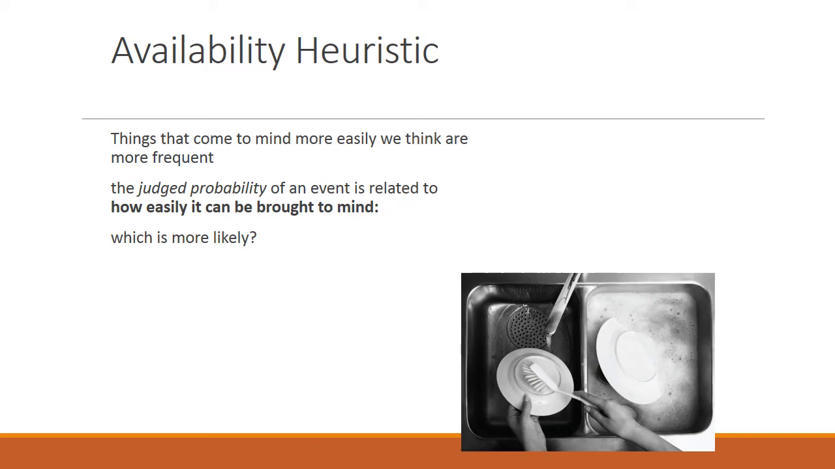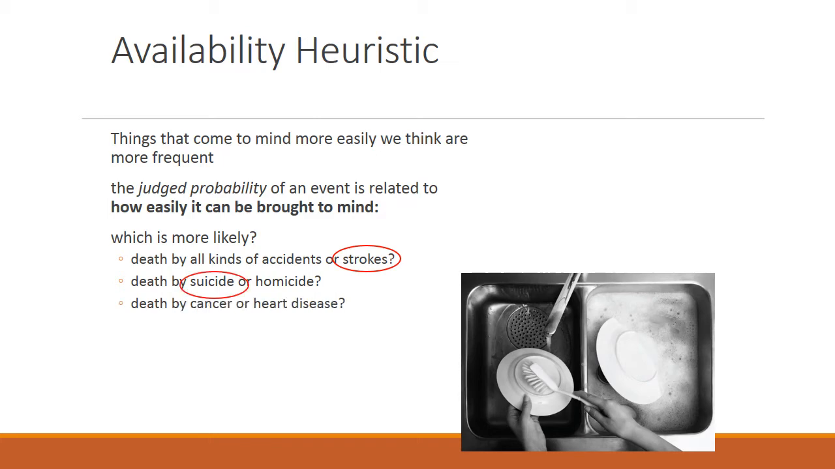You can ask participants which of the following events is more likely. So death by all kinds of accidents or death by strokes. Most people would say death by all kinds of accidents like motor car accidents, etc. But in reality, death by strokes is more likely. Same with death by suicide or death by homicide. Most people are likely to say death by homicide is more frequent, but in reality, death by suicide is. The same pattern is shown with death by cancer or death by heart disease. People are more likely to say death by cancer. And finally, death by shark or death by falling coconuts. And you can probably figure out what the correct answer here is with this one.